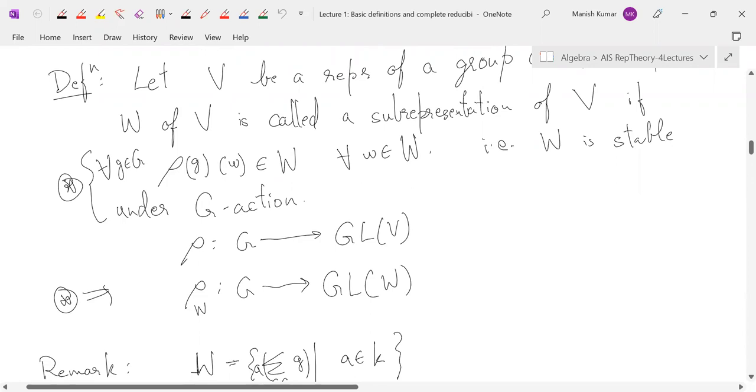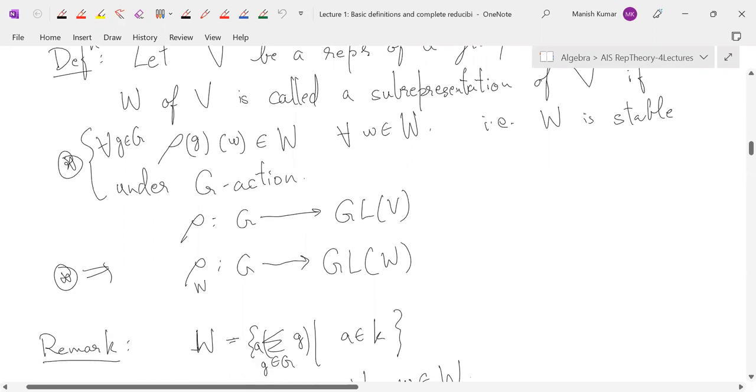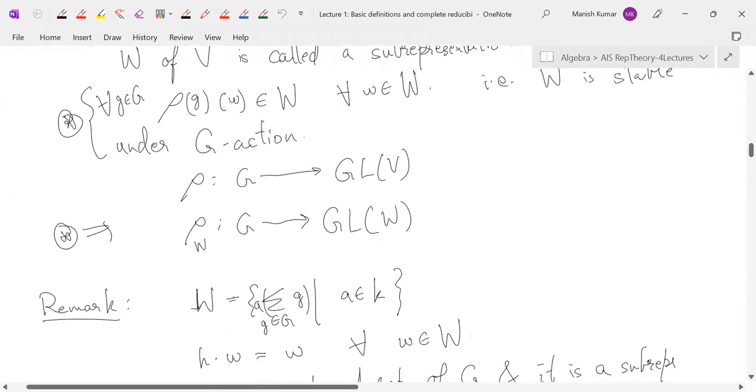But to write down these automorphisms, these linear maps, in terms of matrices is not so easy, because there is no natural choice. But thinking of it as a linear map is easy. You just restrict the linear map to the subspace. That is what rho_W of g is. You just restrict it to this W, and by hypothesis, it's an invertible linear transformation of W. So that is what a sub-representation is.